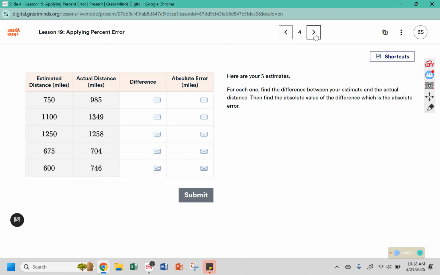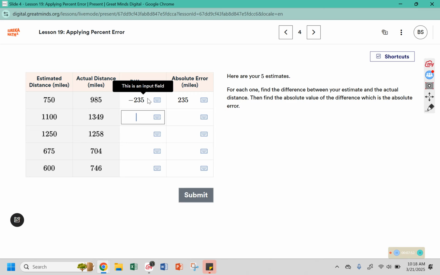Here are your 5 estimates. For each one, find the difference between your estimate and the actual distance. Then find the absolute value of the difference, which is the absolute error. So we're going to take the actual and subtract it from our estimate. So 750 minus 985. And that is negative 235. But the absolute error is just 235.